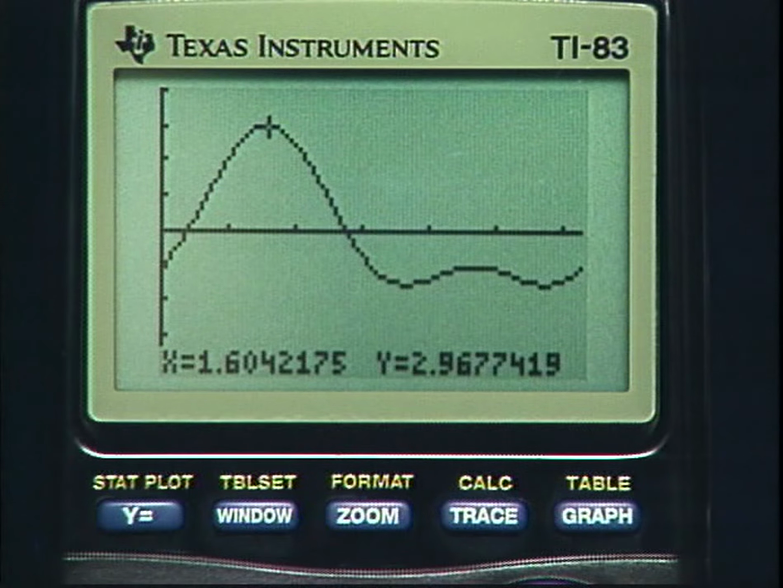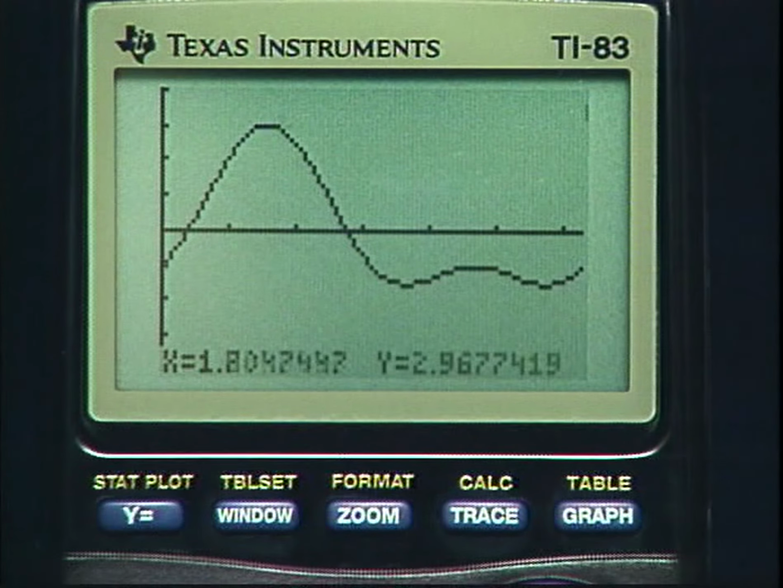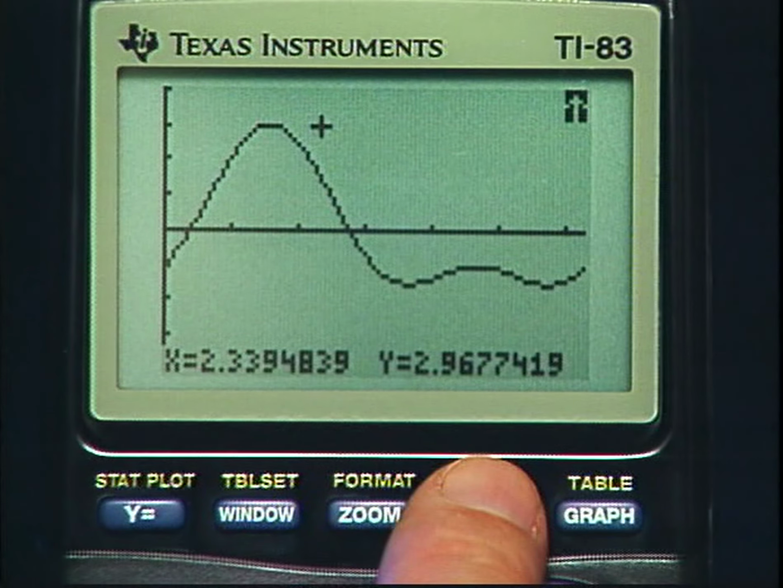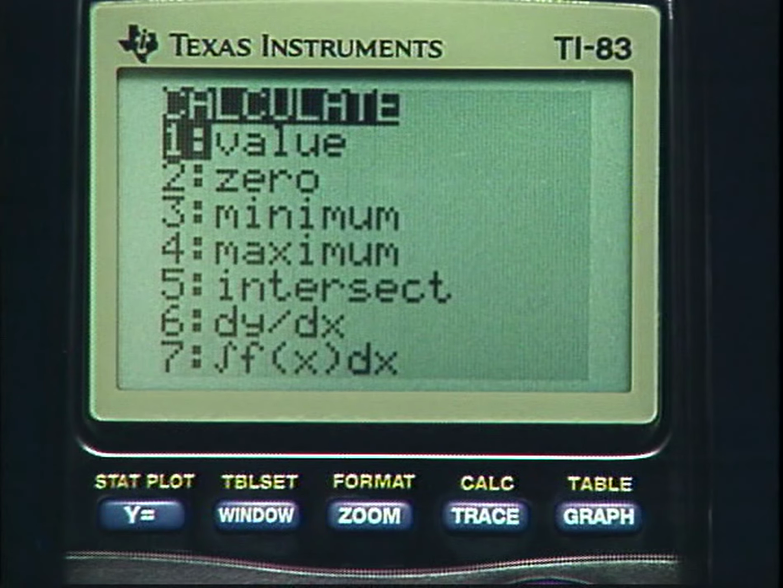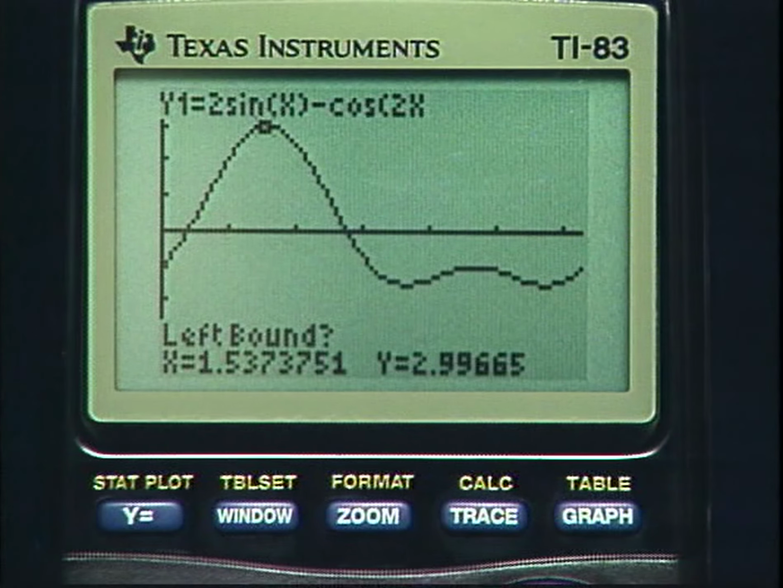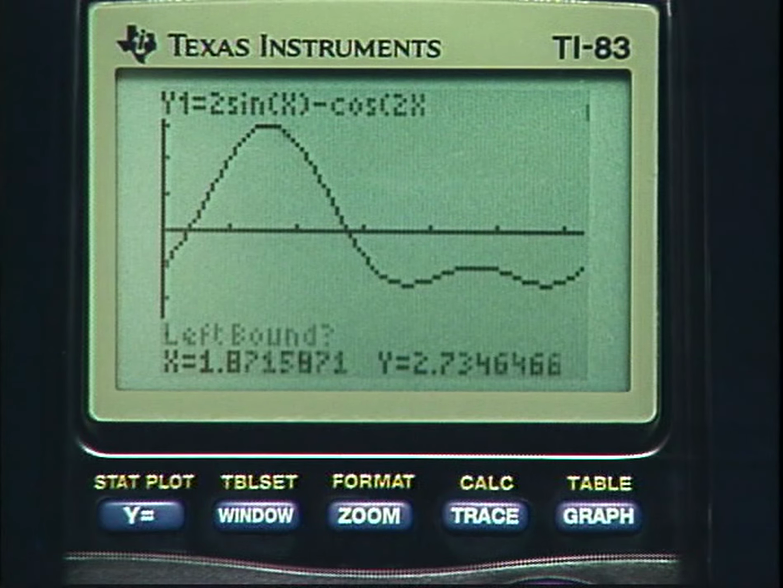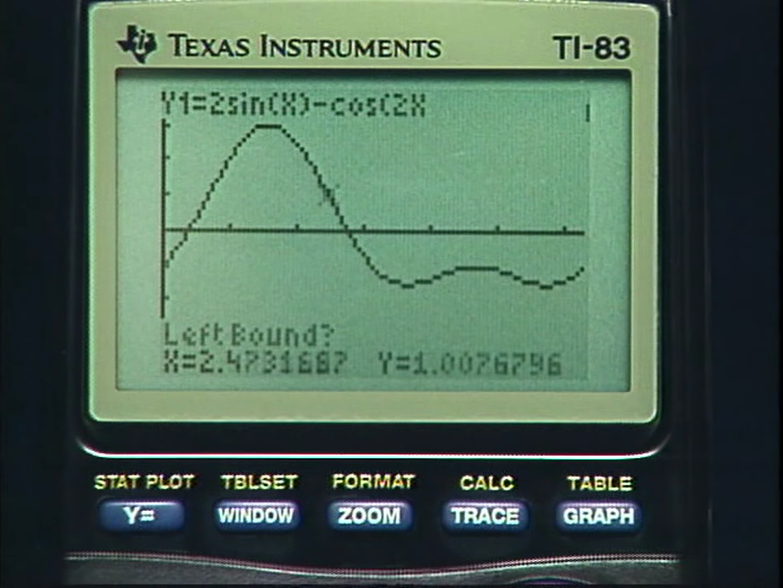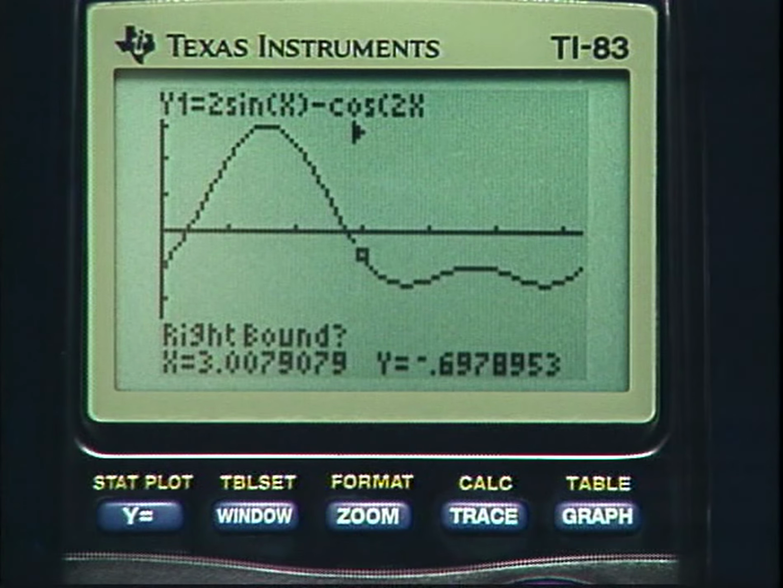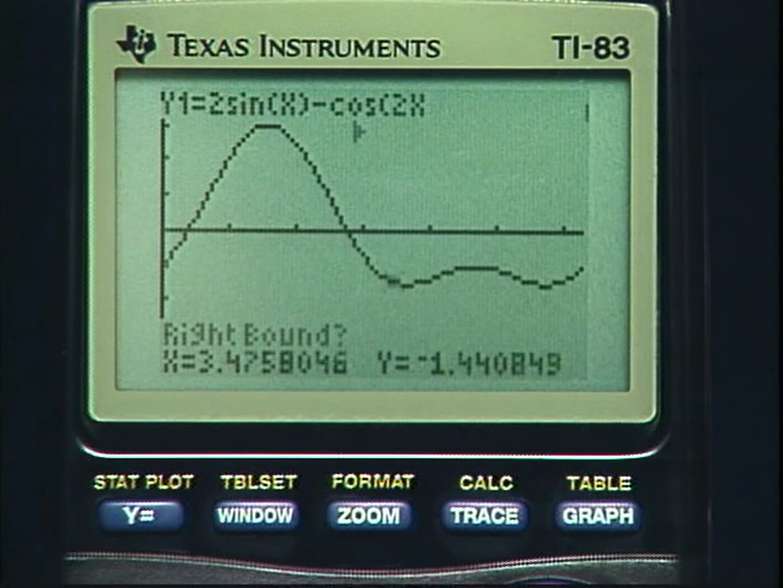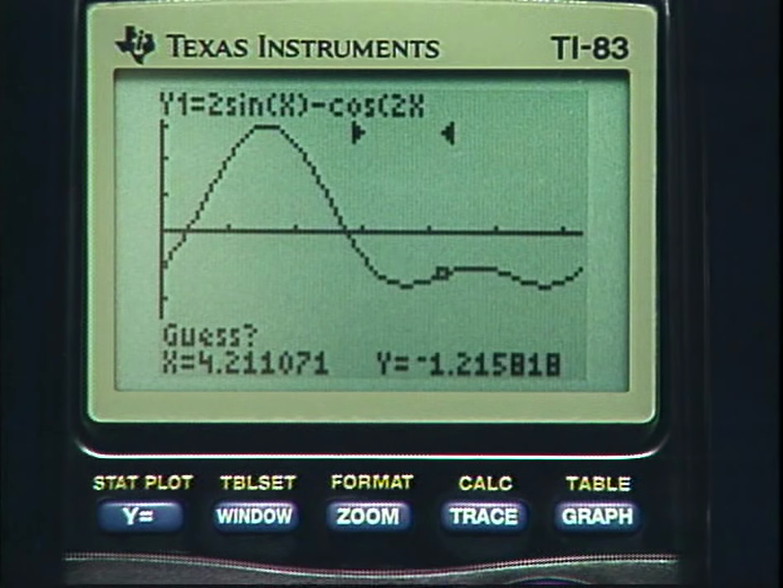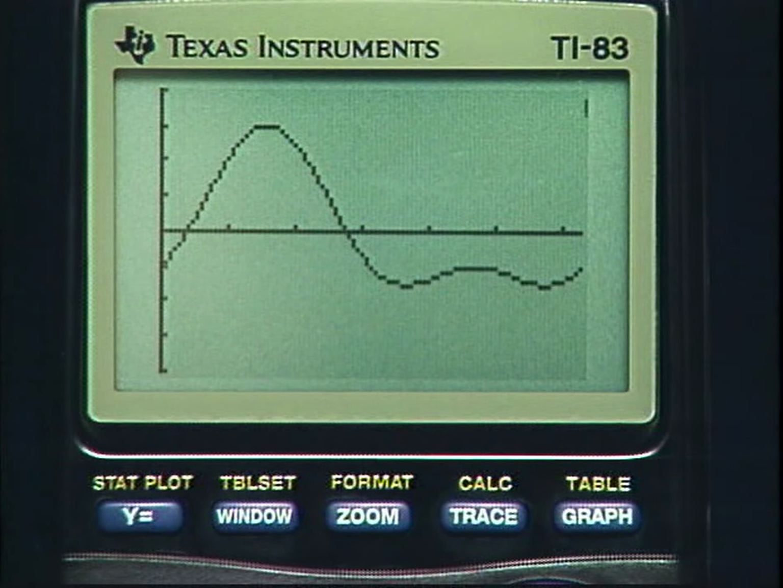Now, in a similar way, we can press the right arrow key, and that's why the icon is going over here. But we would find the minimum in a similar way. Second trace would give us the calculate menu, and then we're looking for a minimum, and then we'll cursor over, and anywhere we choose to, we can select a left bound. I'm going to choose to select it here, and then I'll go over and select a right bound. I know that within this interval we have a relative minimum point, and so I'll just press enter. And then for a guess, I'll just press enter again.